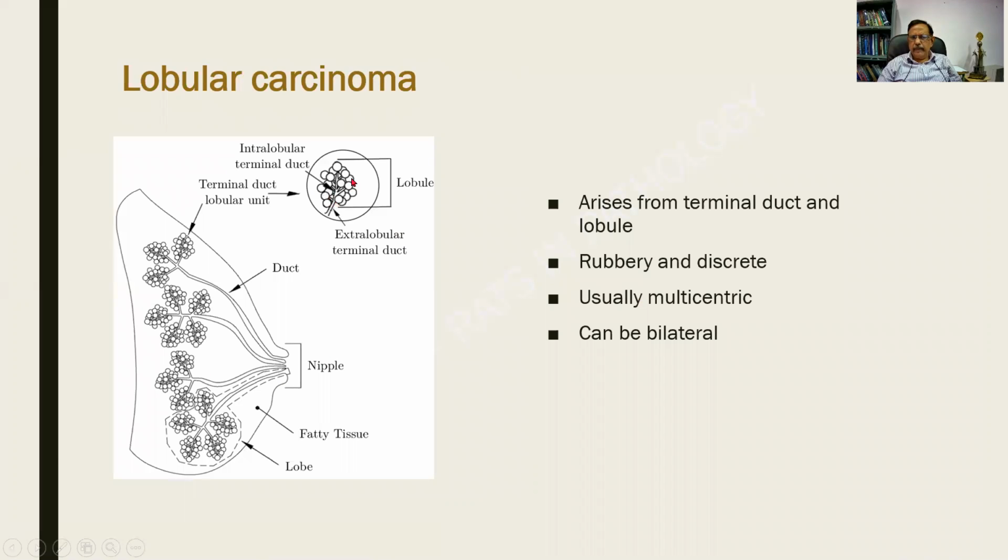I had explained this pattern. I will not be going into the lobular carcinoma. This is a lobule and it arises from the terminal duct or the lobule. It is rubbery and discrete. It may be multicentric. See, look at the number of lobules which are there. So obviously it can be multicentric. Sometimes it can be bilateral. So this is the pattern of distribution for a lobular carcinoma.